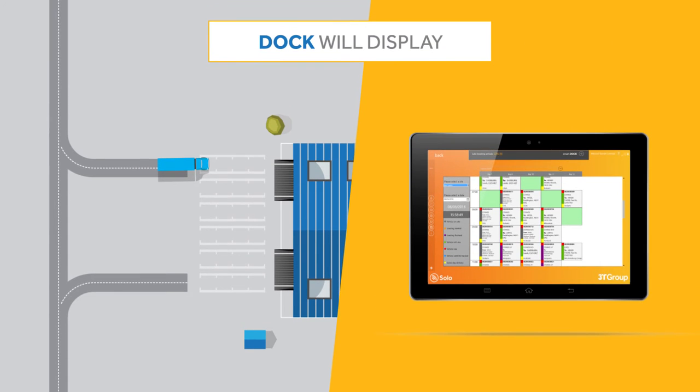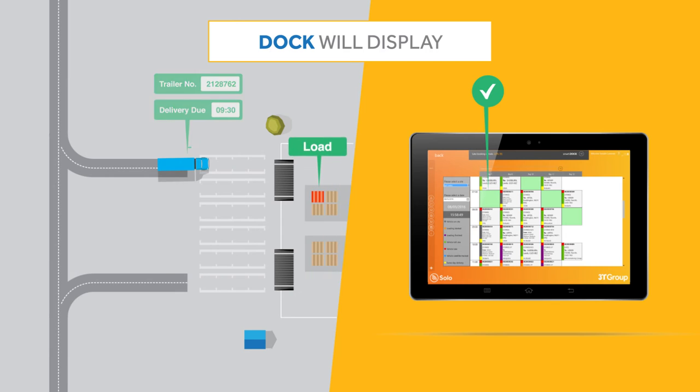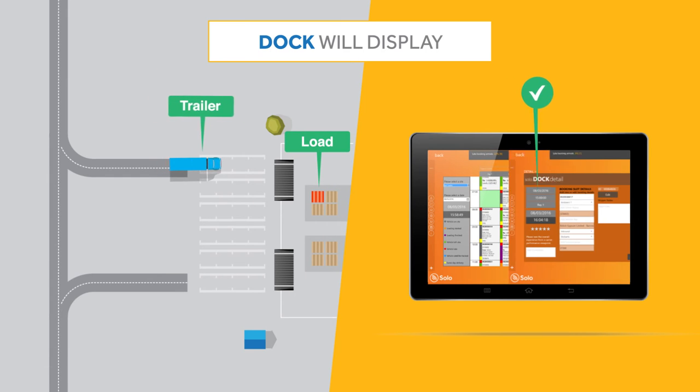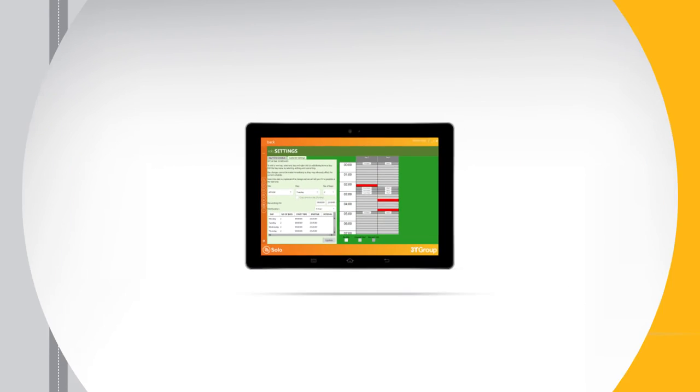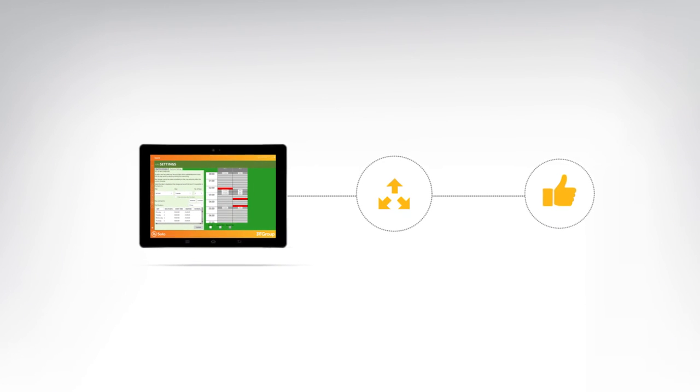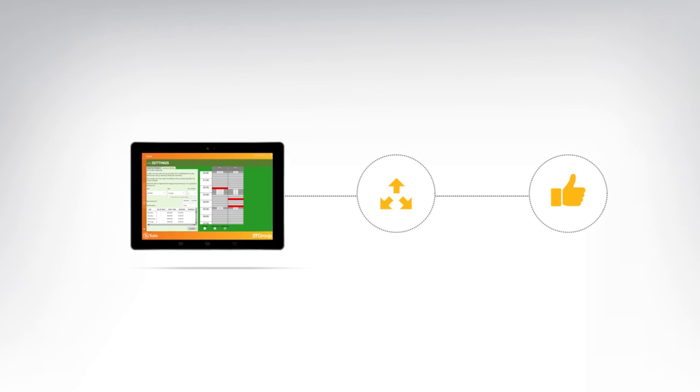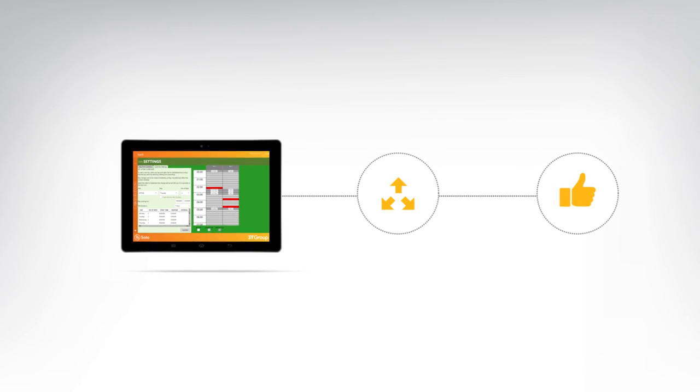Doc will display when a vehicle is due in and its reference, the load trailer relationship, when a vehicle arrives, and vehicle loading and unloading event information, enabling managers to allocate resources and labor to maximize efficiency and smooth out workload. Doc gives you visibility and control.